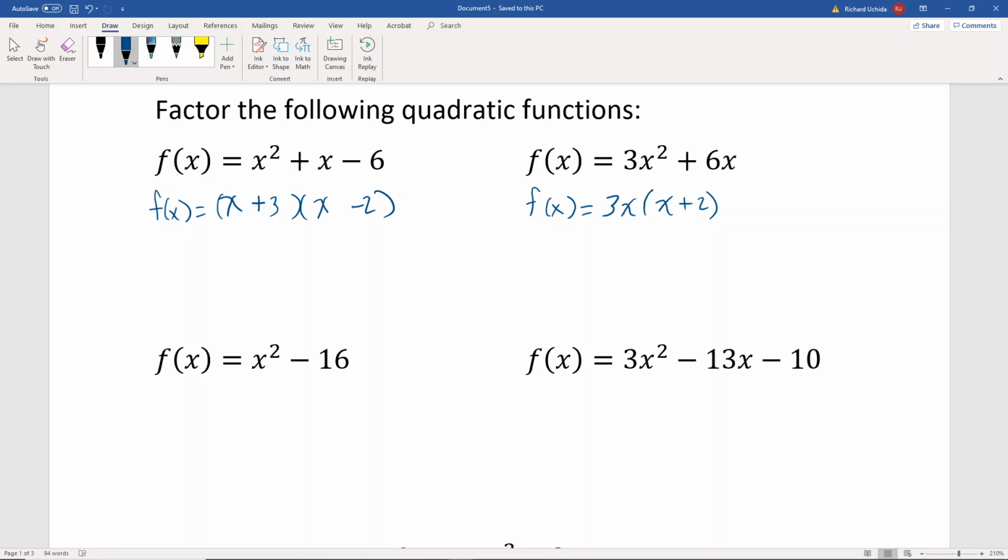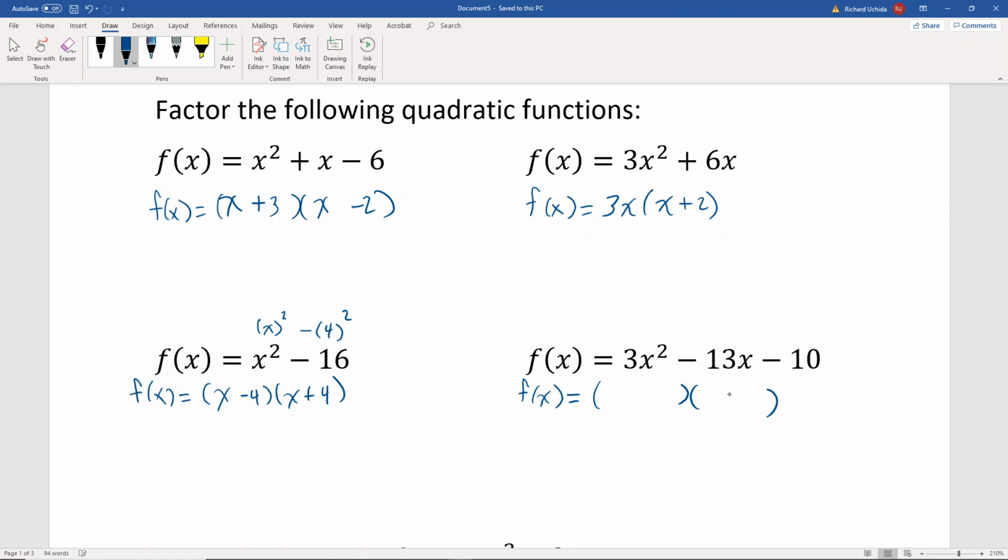Now looking at this next example, f of x equals x squared minus 16. If you remember, that's an example of a difference of two squares, because that's x squared minus 4 squared. So this would factor to x minus 4 times x plus 4. And then looking at this final example, what if we had f of x equals 3x squared minus 13x minus 10? In this case, this one does factor. It's just more difficult to see how it factors.